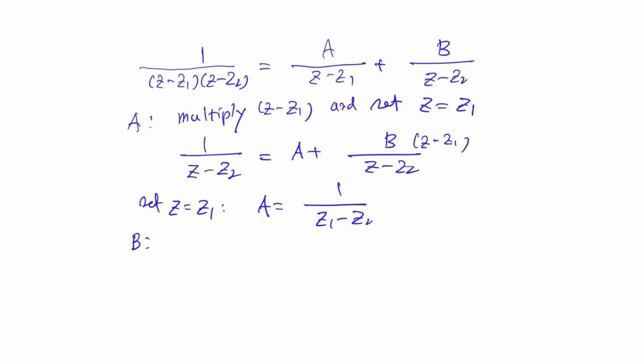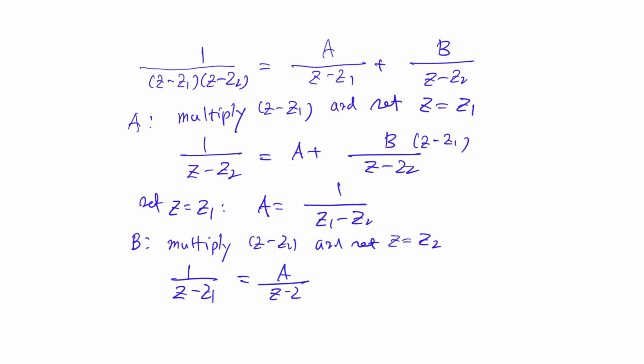You probably learned that in middle school or high school, right? How to do that, the partial fraction expansion. You multiply by (z − z2) and set z equal to z2. Then the left-hand side becomes 1 over (z − z1), which is A over (z − z1) times (z − z2), plus B. And if you set z equal to z2, B is 1 over (z2 − z1).